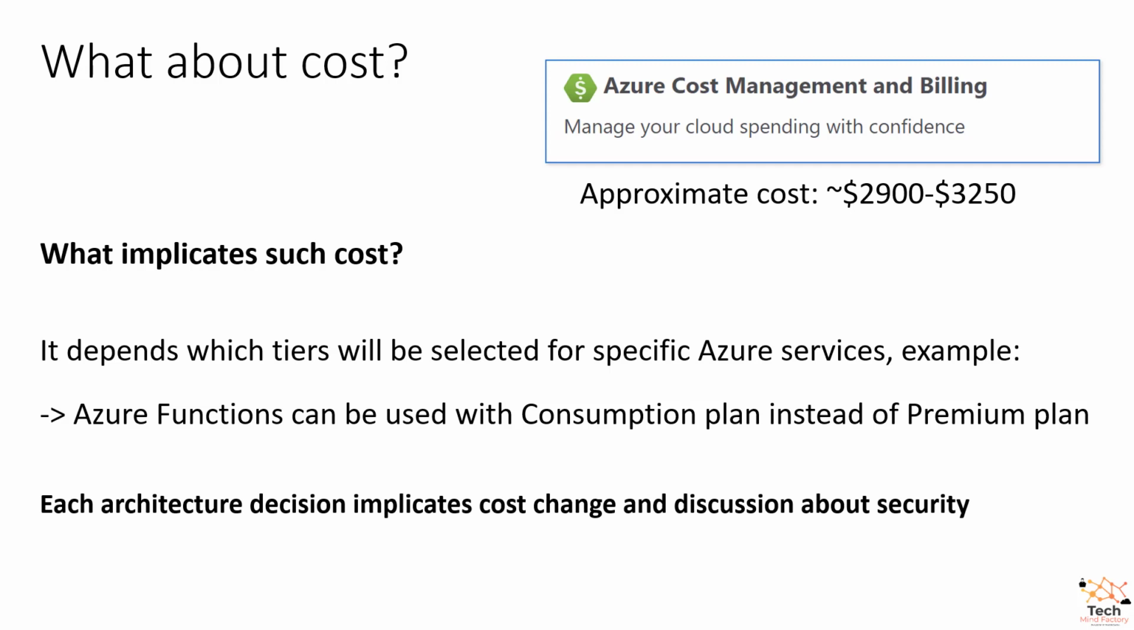So to summarize, each architecture decision implicates cost change and discussion about security. Yeah, so it's always like this, it depends. But I wanted to show you this approximate cost for you to know, to remember, and to have the details.